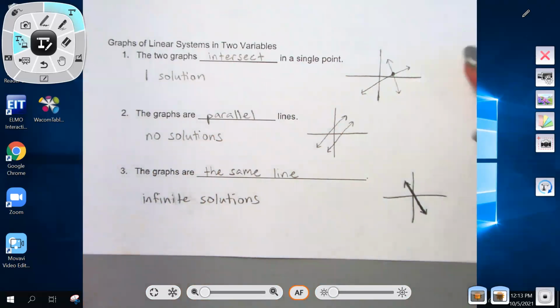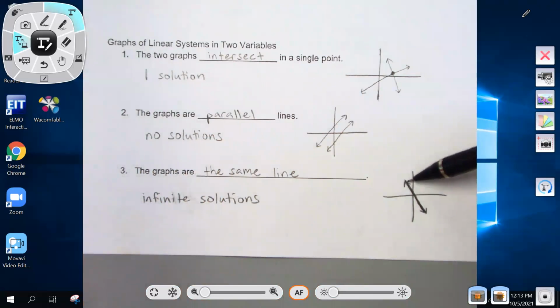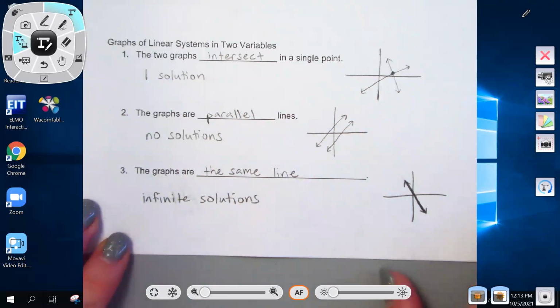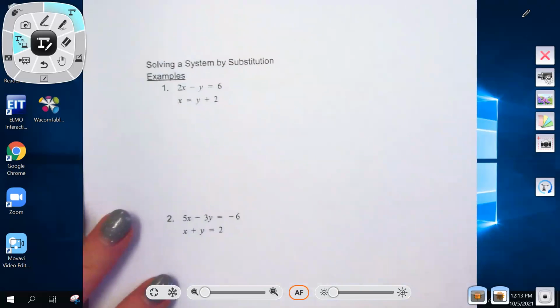So because these two lines have every single point in common, and this line goes on and on forever in both directions, the solutions are infinite. Okay, we won't be doing too much work with actual graphs of systems of equations, but I wanted you guys to see and understand these concepts. So let's move on to the back of our notes.